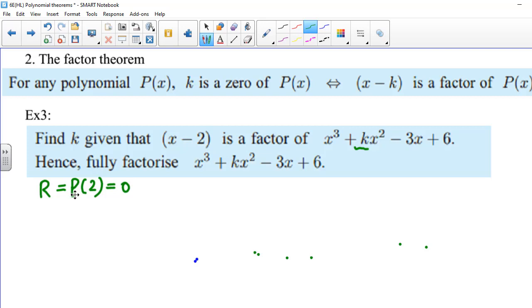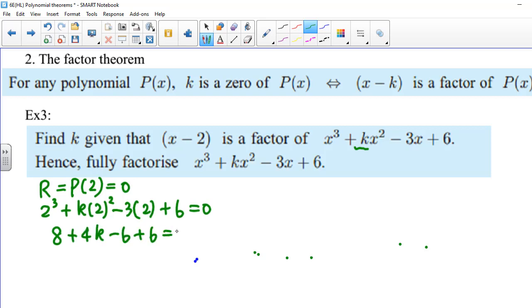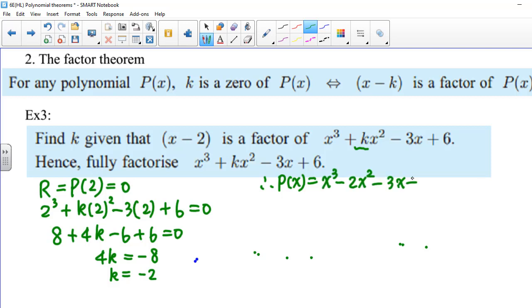So, based on p of 2 equals 0, we plug 2 in for x. We can have 2 cubed plus k times 2 squared minus 3 times 2 plus 6 equals 0. Let's solve for k. We can have 8 plus 4k minus 6 plus 6 equals 0. Therefore, 4k equals negative 8. K equals negative 2. Therefore, the polynomial function is determined. This p of x is x cubed minus 2x squared minus 3x plus 6.